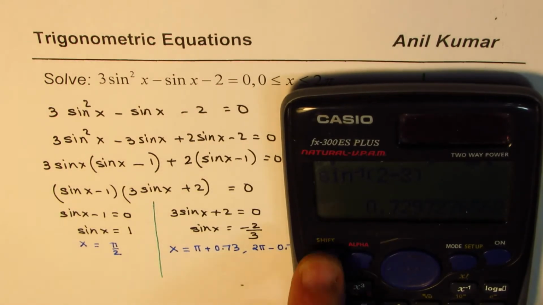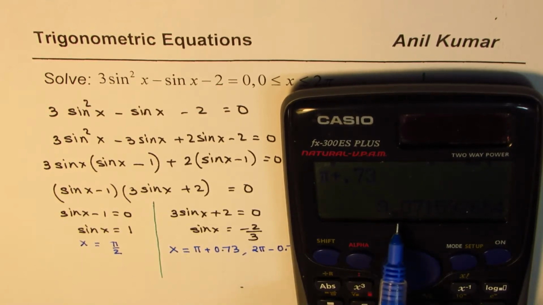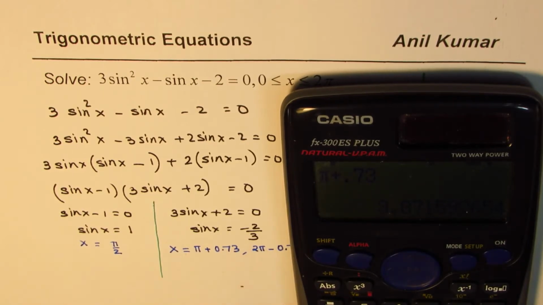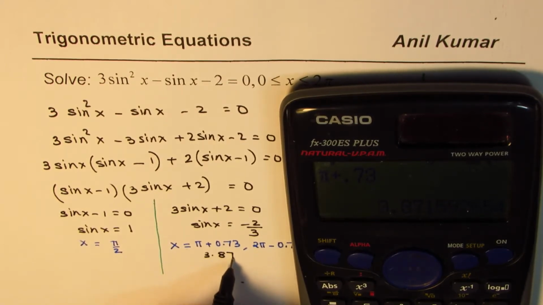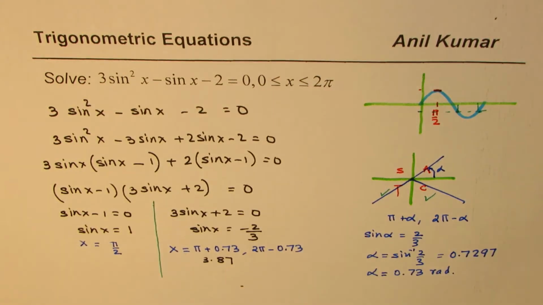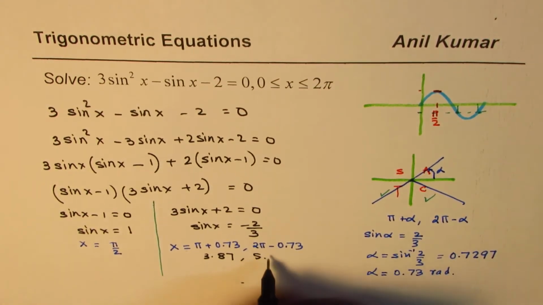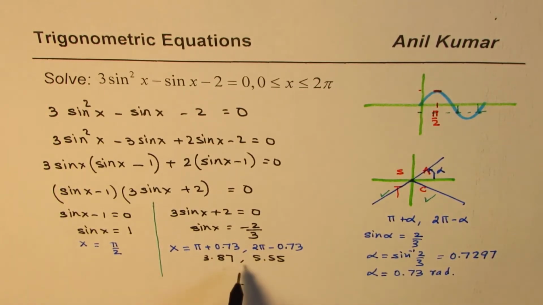So let's do this. Pi plus 0.73 equals 3.87. So we'll just restrict to 2 decimal places. So we get x equals 3.87. The other one is 2 times pi minus 0.73. And that is equal to 5.55. So that is the radian value which we get, right?